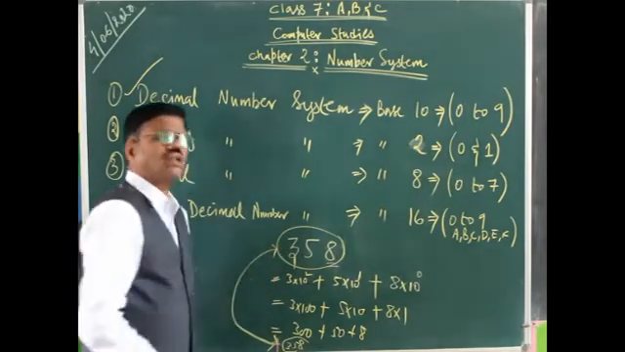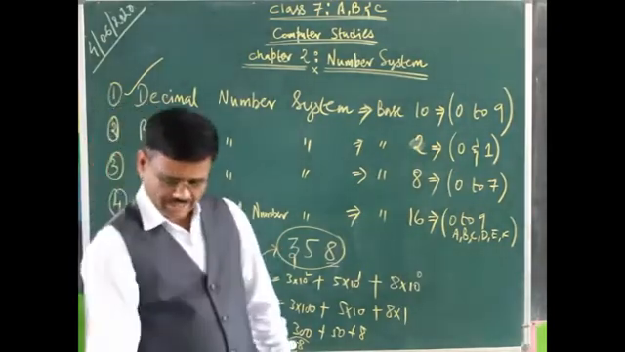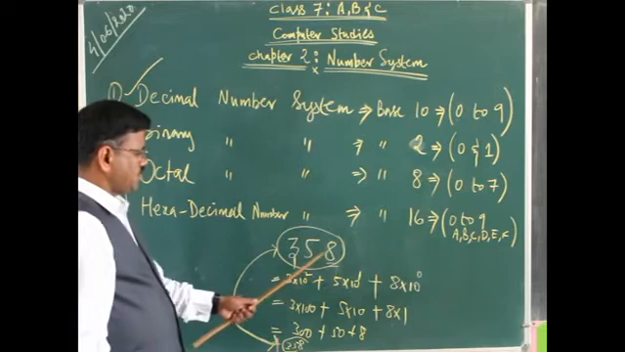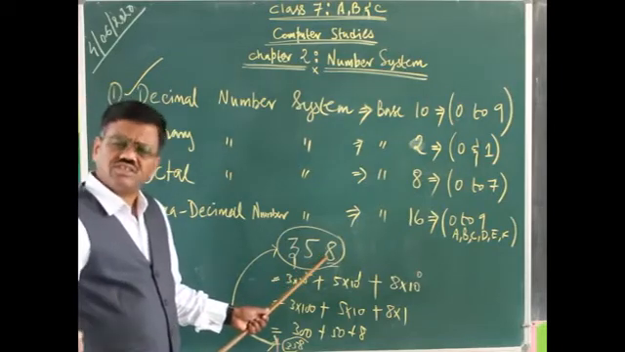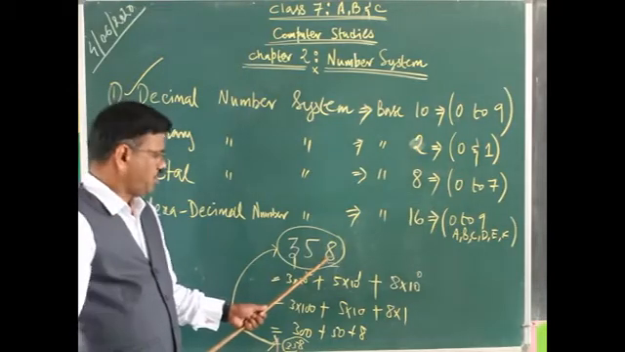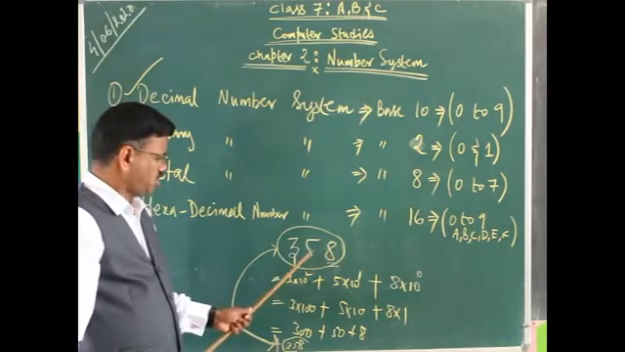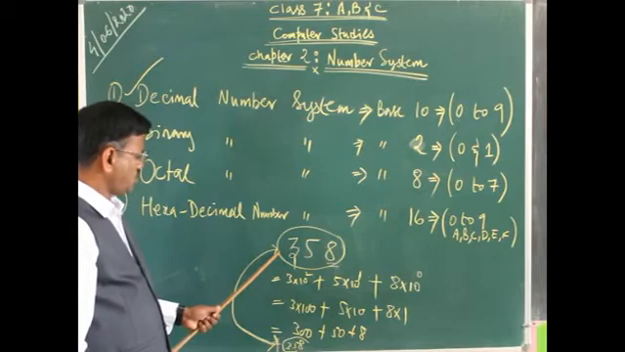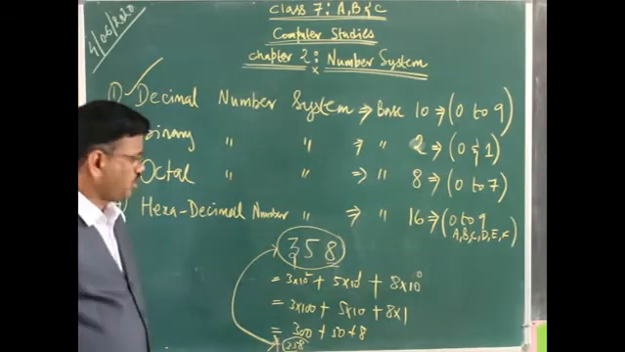This and this, are they same? Yeah, I repeat again. Some say units, some other they say ones. Matter is, unit means 1. Units, tens, hundreds, thousands, 10,000s and so on.